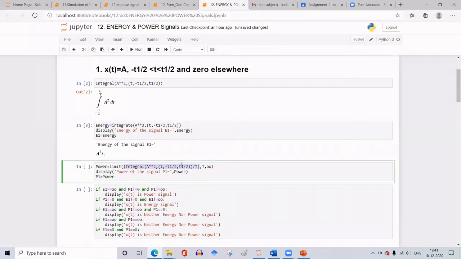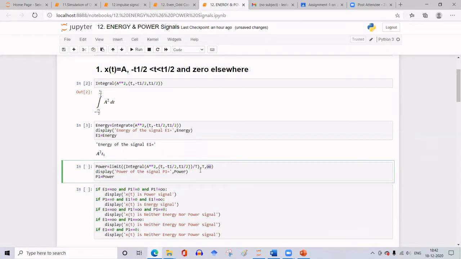And for the limit, what is the limit variable? As T tends to infinity. So capital T is the variable I have to take the limit for, and the limit is as T tends to infinity. This is the syntax for finding the limit. So evaluating this whole thing, I get the power expression.